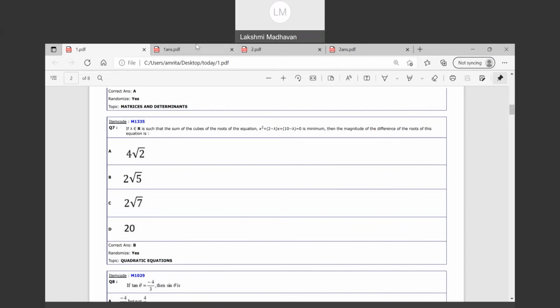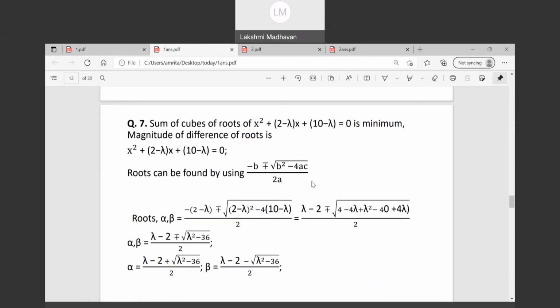Okay. So now let's see how we'll be able to solve the question. So this is something that is given in the initial part of the question. So it's x square plus (2 minus lambda) x plus (10 minus lambda) equal to 0. So if we have an equation, we know how to find the roots of the equation, right? So roots can be found by the formula that we have used in our school days, right? So it's minus b plus or minus root of b square minus 4ac by 2a.